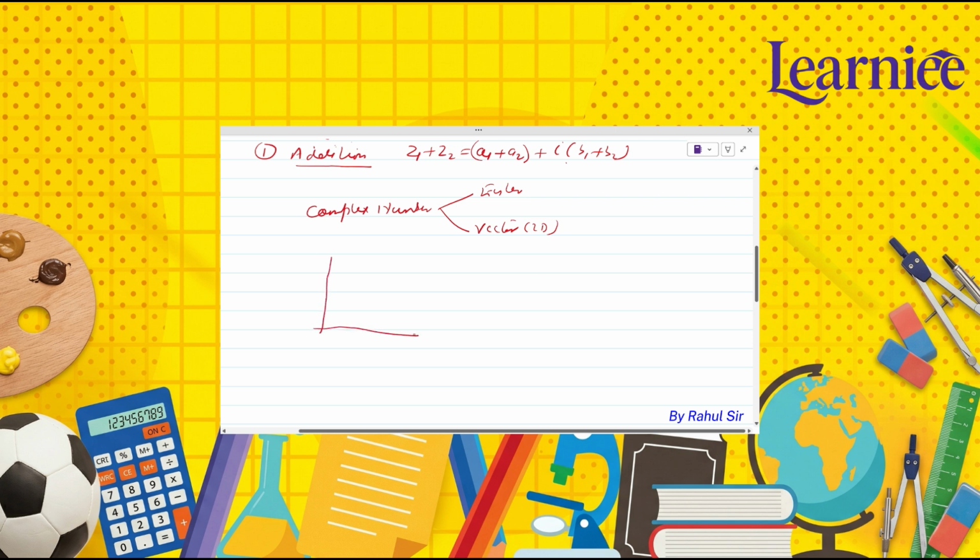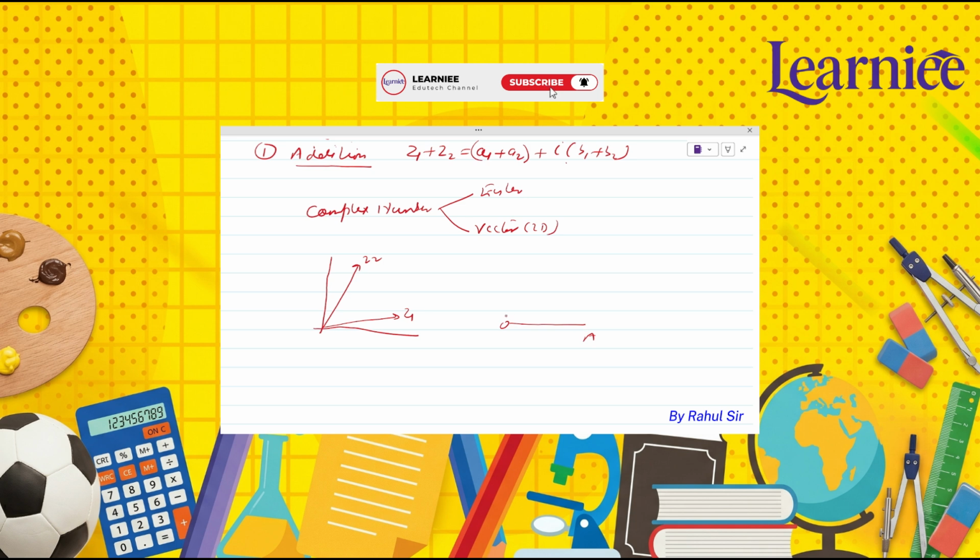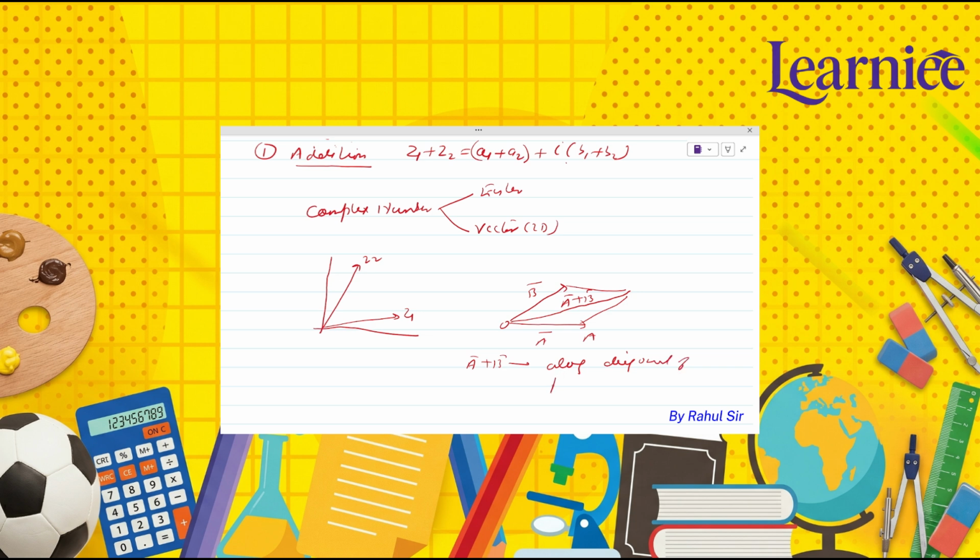Let's say this is z1 and this is z2. It's similar to having a vector A, which is OA, and a vector B, which is OB. The addition of vectors A plus B lies along the diagonal of a parallelogram. So this is vector A plus B. We should know that A plus B is along the diagonal of the parallelogram formed.